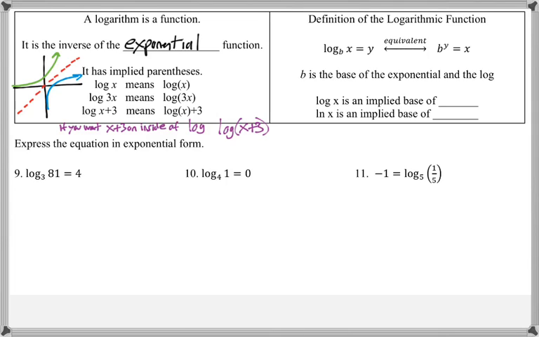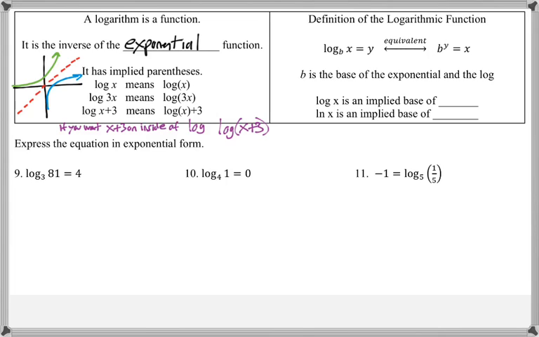Okay, so then we have the definition of the logarithmic function. The definition is that we can have it in this form: log base b of x is equal to y. But we also have an equivalent exponential form. This is true for every logarithm. Every logarithm has an equivalent exponential form, and we can convert back and forth between these two. Sometimes it's going to be better to have our equation in logarithmic form, and sometimes in exponential form.